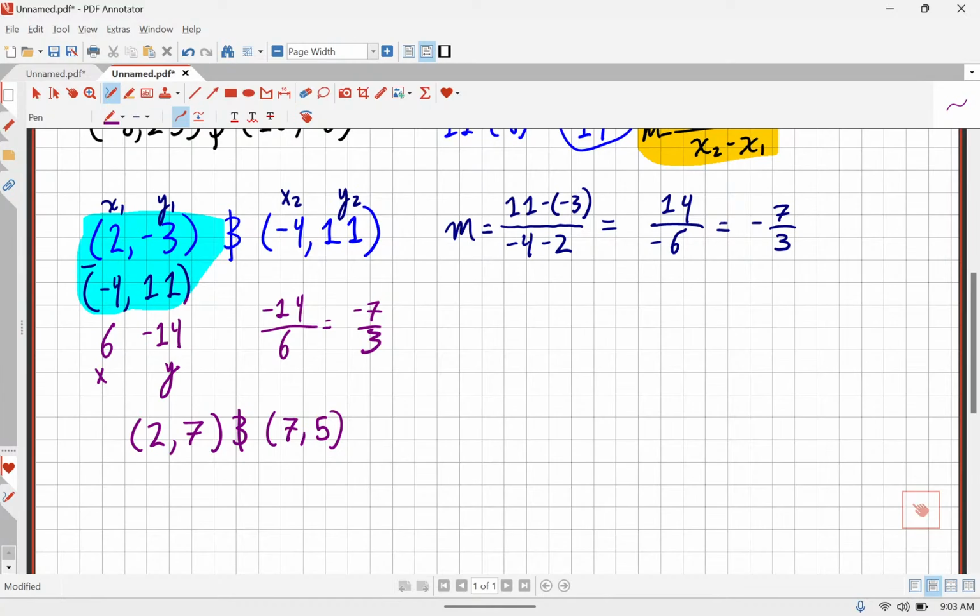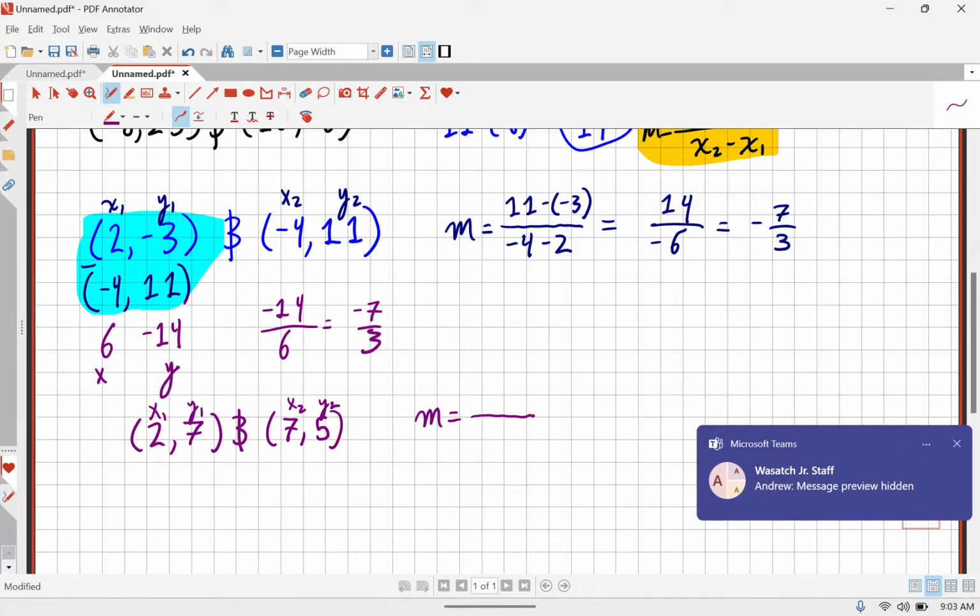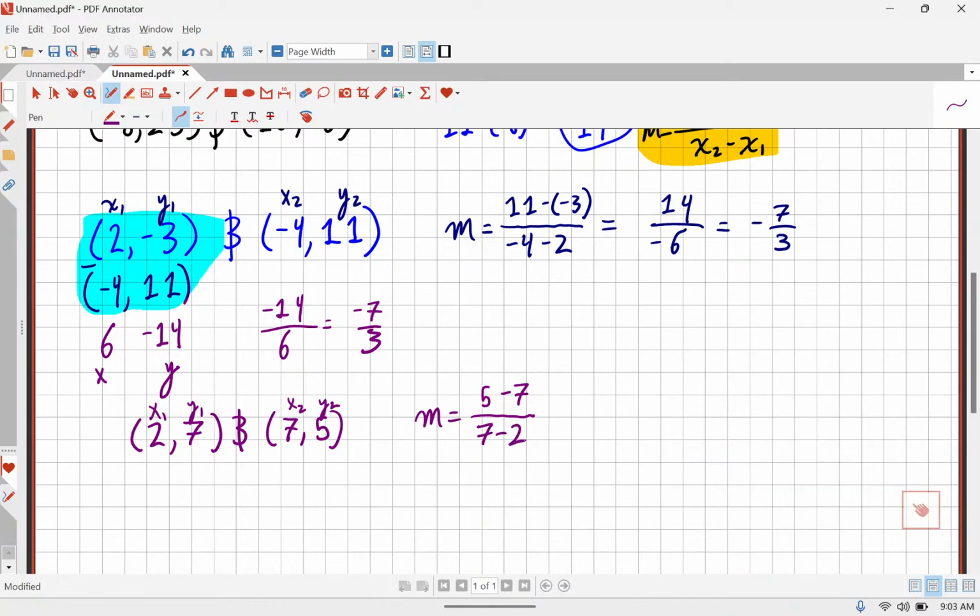Gavin, do you feel more comfortable with point stacks or with the slope formula? The slope formula. So tell me what you did for the slope formula. Beautiful. And a 5. Awesome. How many of us got negative 2/5 for that slope? You love to hear it.